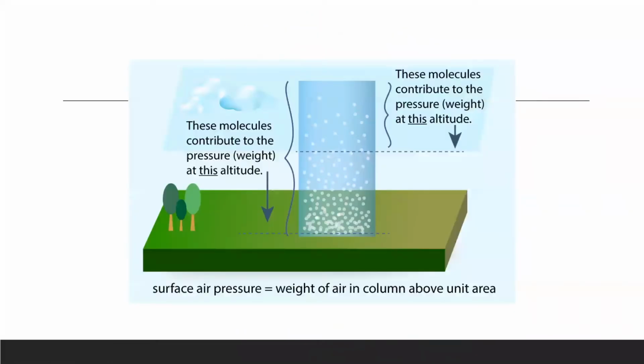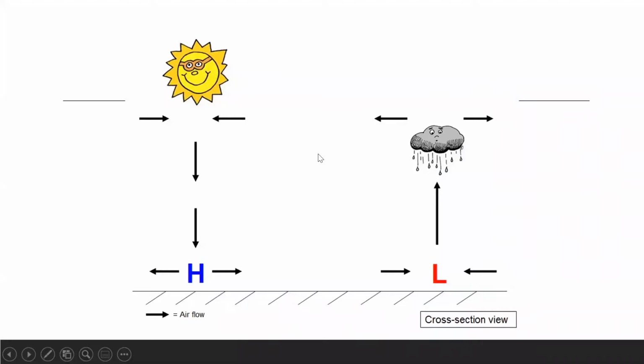Let's think about this. The molecules contribute to the pressure at this altitude. So surface air pressure is the weight of air in the column above a unit area. We'll talk about it a bit more. What types of weather does this cause?